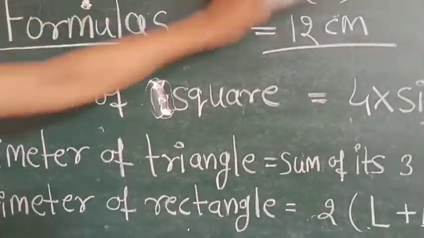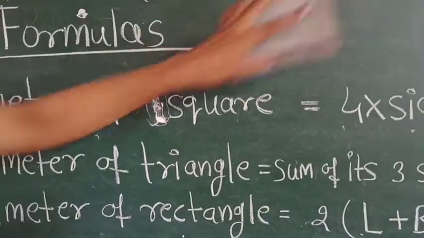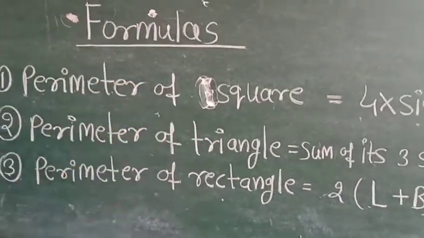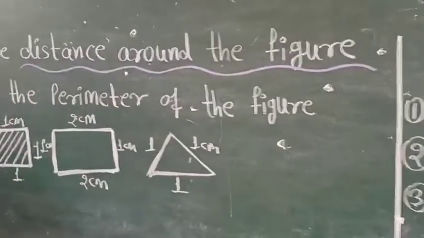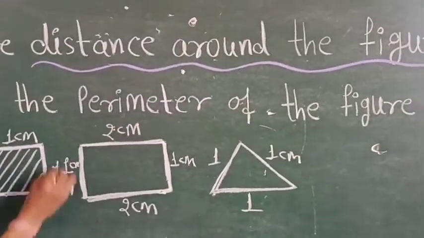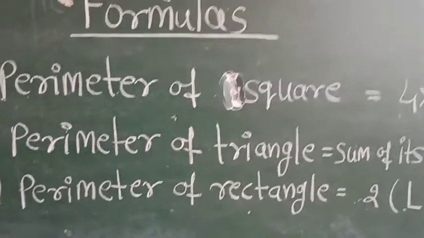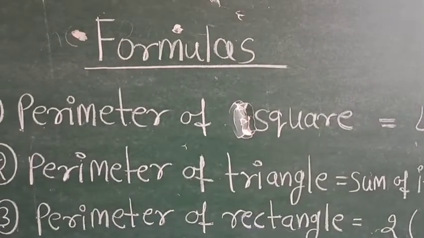So you can see all these examples with formulas. Without formulas you can do it this way too. You have to add all of these sides, so you get your perimeter, and you can also find it with formulas. So this is the perimeter of any figure.